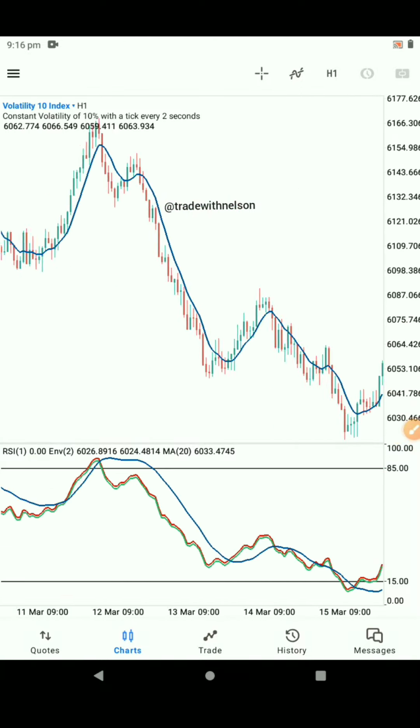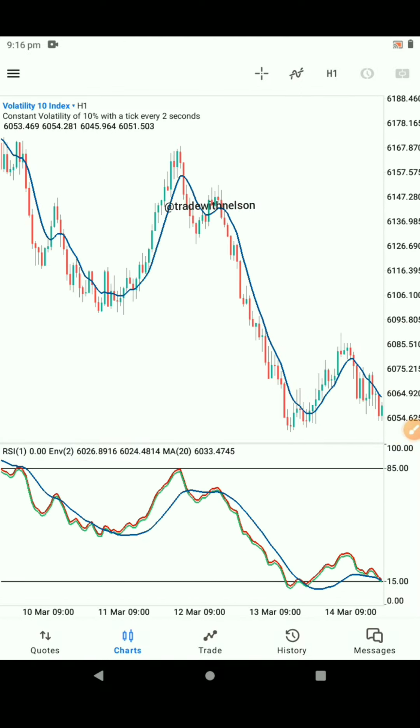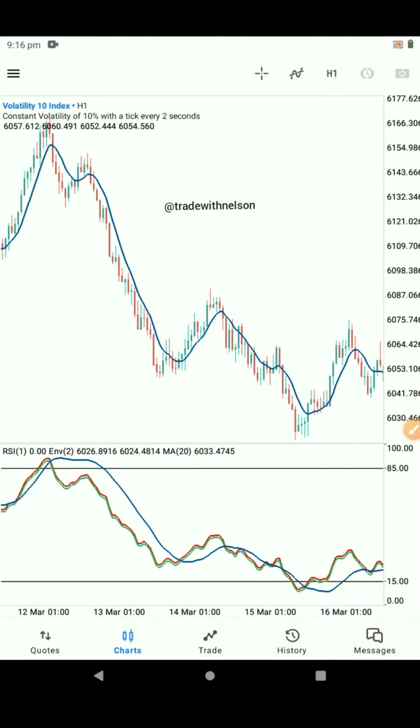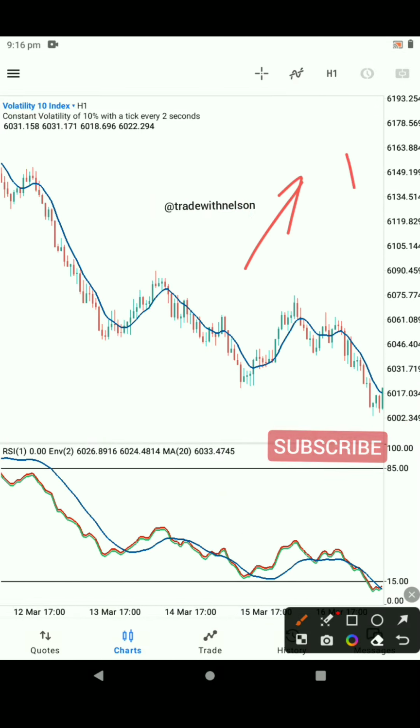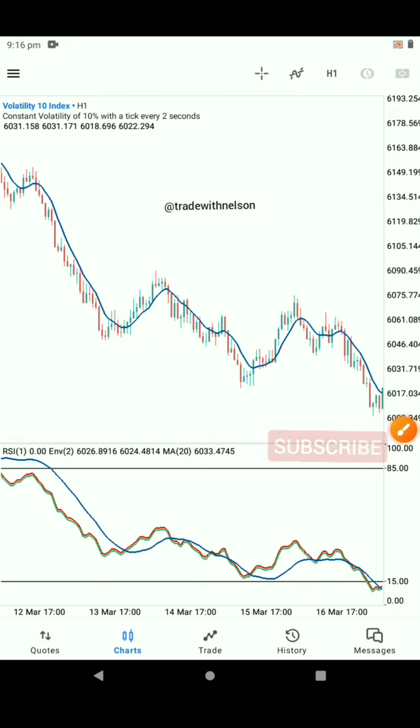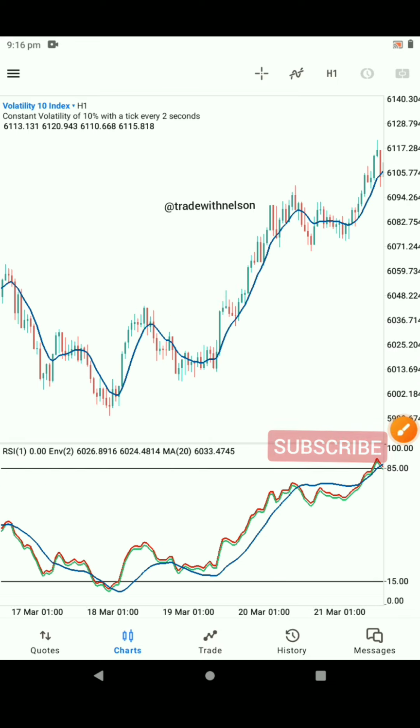In this video, I want to show you another quick strategy that you can use to swing the volatility index market. This strategy you can use to buy to the upside and also to sell the market to the downside. If you look carefully on my chart, this is the 1 hour time frame and this is volatility 10. This strategy works on all the volatility indices.